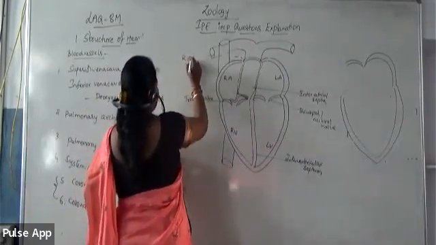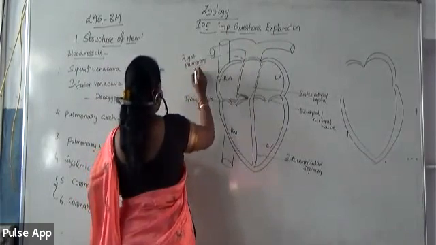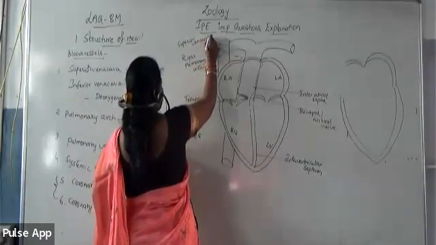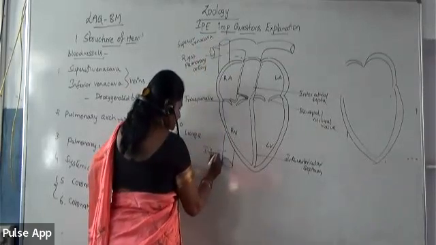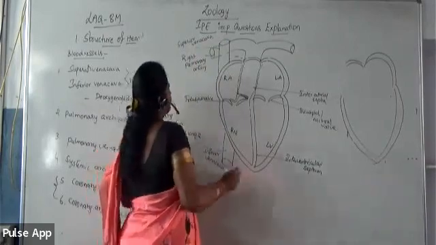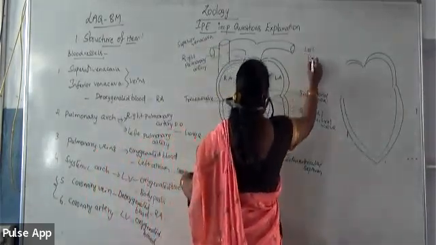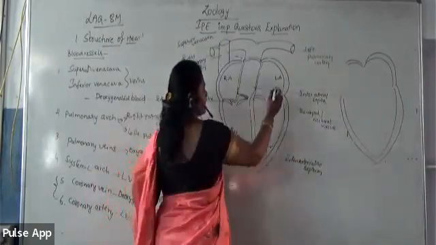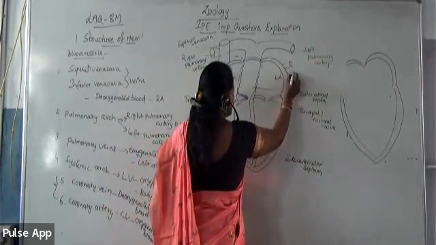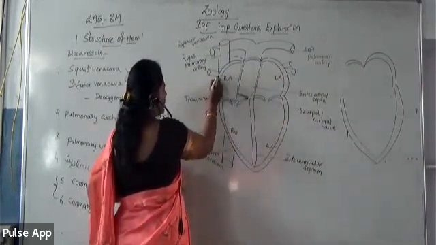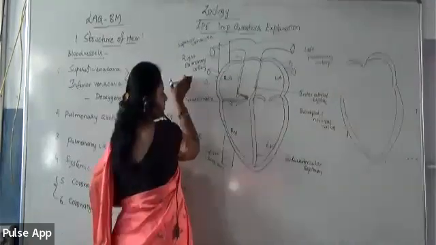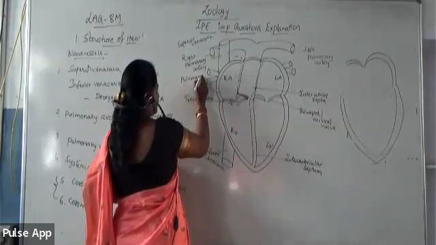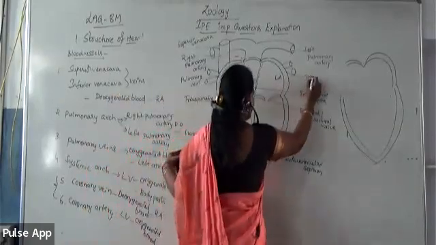So this is the right pulmonary artery. And this is the superior vena cava. This is the inferior vena cava. And this is the left pulmonary artery. And the oxygenated blood from the lungs will come through two sets of pulmonary veins that open into the left atrium. Even though it is shown here from the back end, they are opening into the left atrium of the heart only. So these are pulmonary veins.